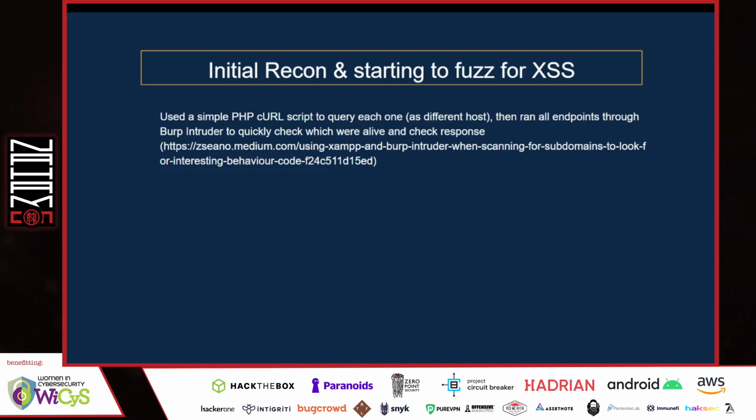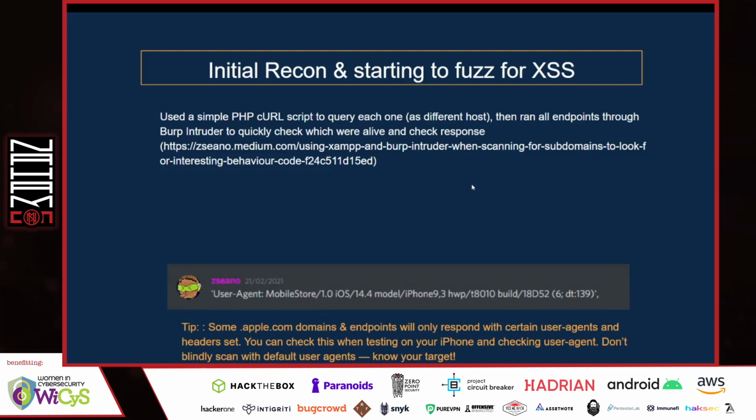So what I do is I host a PHP script locally and just run XAMPP, so you can access it on localhost, and then I will run that through Burp Intruder and enumerate different hosts. I do actually have a blog post on this on my Medium, zshauno.medium.com, where you can check it out.